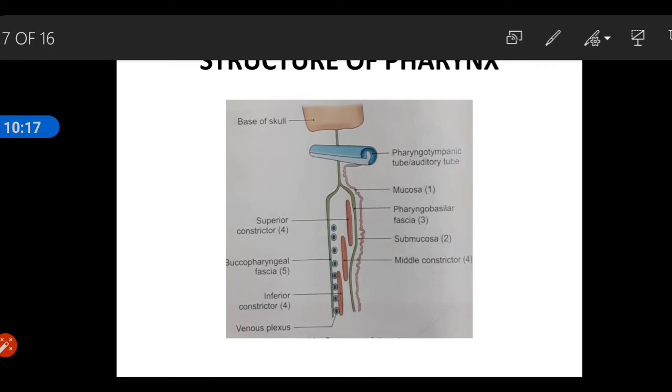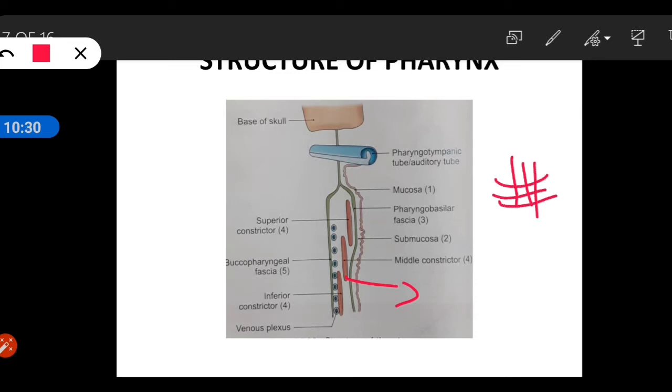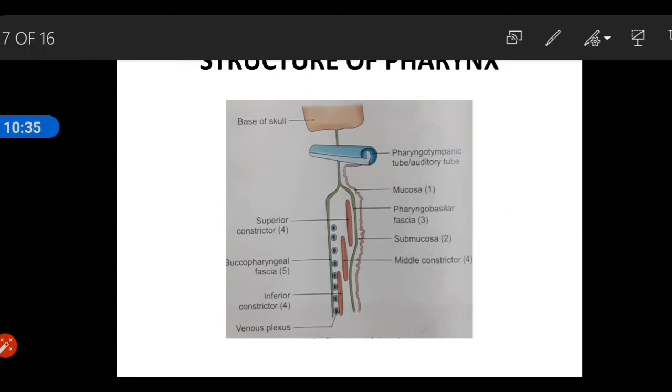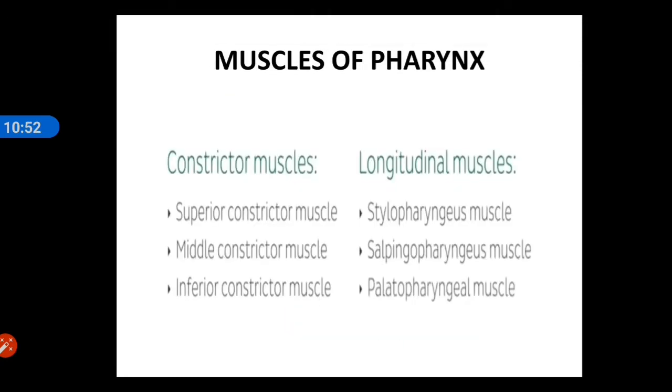Now, after the pharyngobasilar fascia, we have the muscle layer, the pharyngeal musculature. The pharyngeal musculature is divided into two groups: the inner longitudinal and outer circular layers. And on the outermost, we have the buccopharyngeal fascia. So these are the layers or the structure of the pharynx: the mucosa, the submucosa, then the pharyngobasilar fascia or pharyngeal aponeurosis, then the muscular layer, then the buccopharyngeal fascia. We will discuss this in detail.